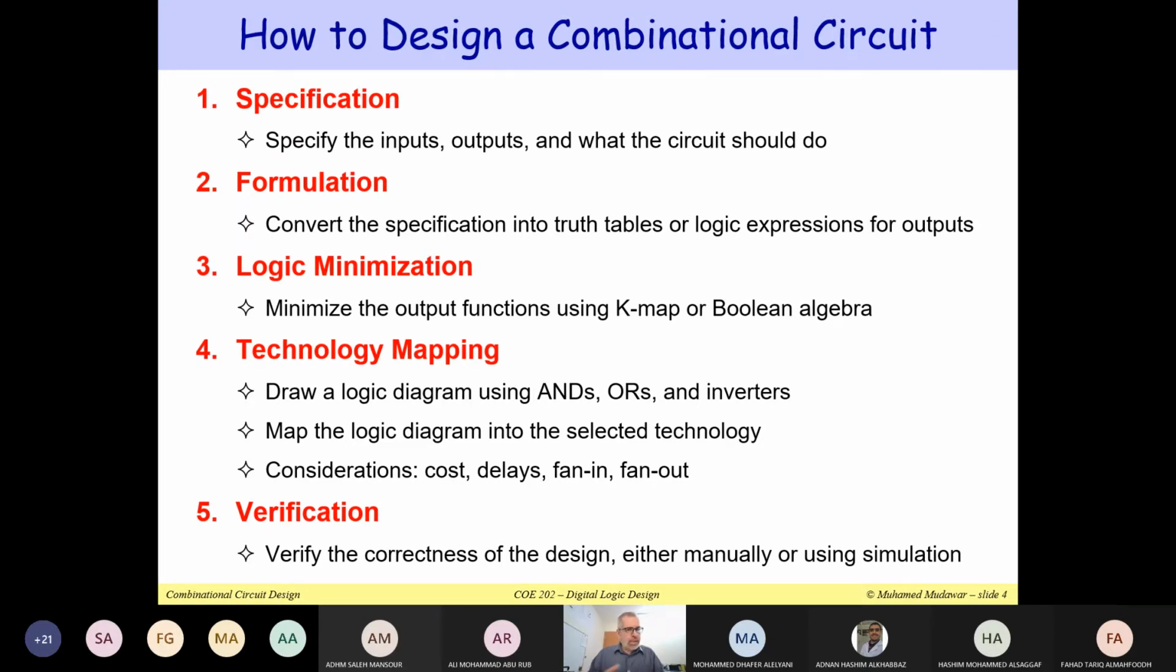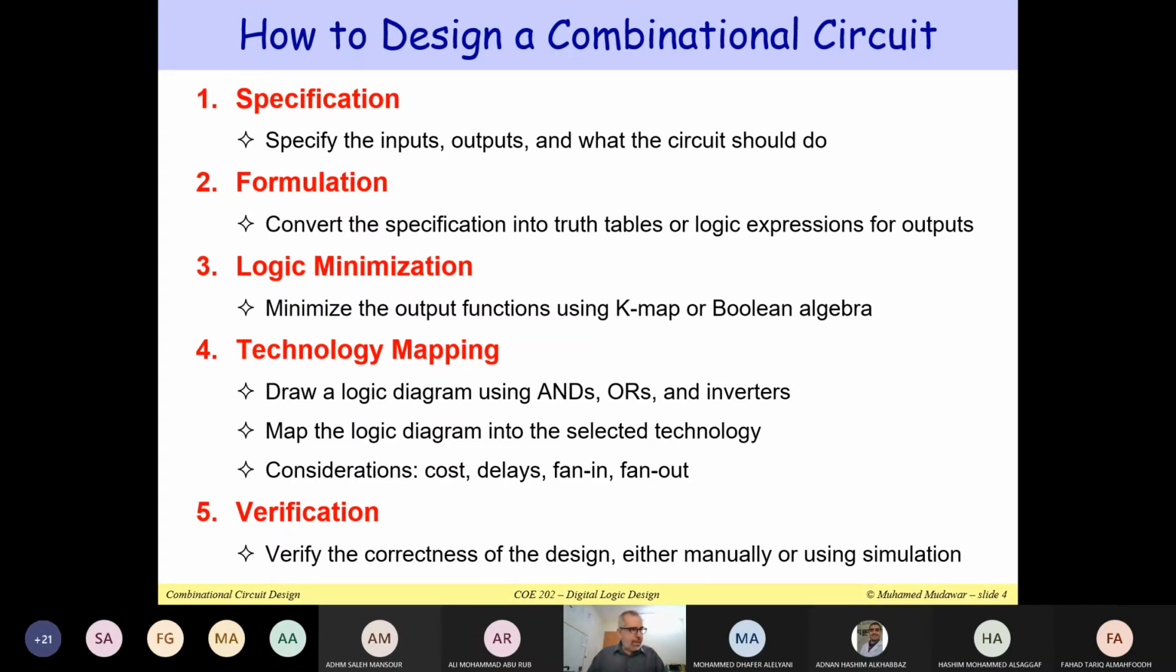So this is mapping it to the technology. And then here you look at the cost, you look at the delays, you look at the fan in, the fan out. What's the maximum fan in which is permissible for this type of technology? And we have a gate that has, let us say, 3 inputs, 4 inputs. That might be allowed, but 10 inputs, that might not be allowed, okay? So that will be the fan in.